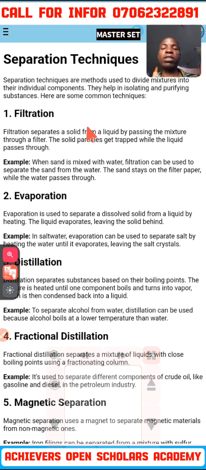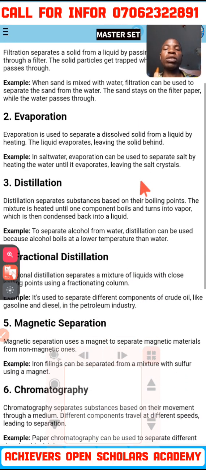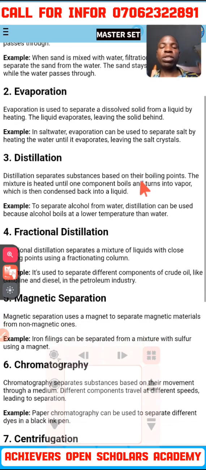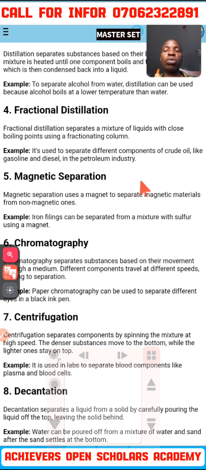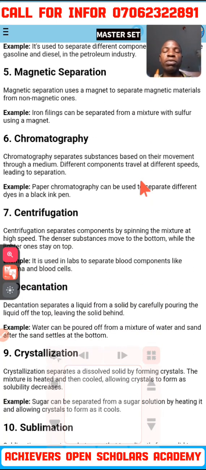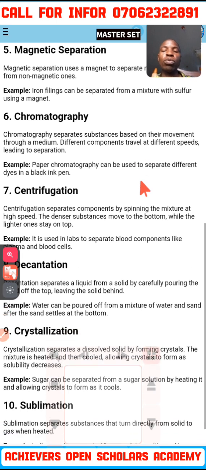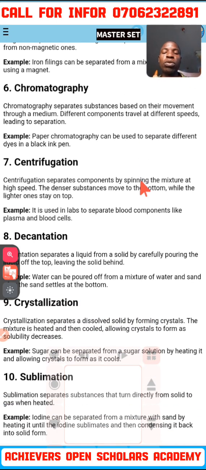Number one, we have filtration, we have evaporation, we have distillation, we have fractional distillation, we have magnetization, we have chromatography, we have decantation, we have crystallization, and we have sublimation. We'll be looking at these one after the other so that we can really understand what each of them means.